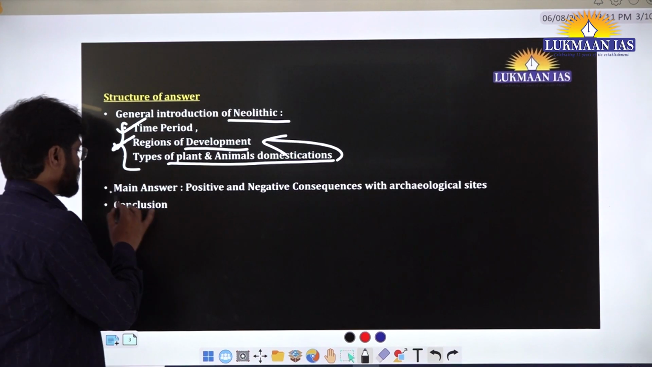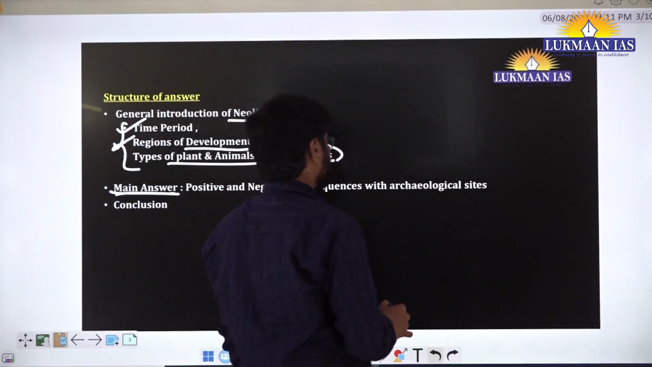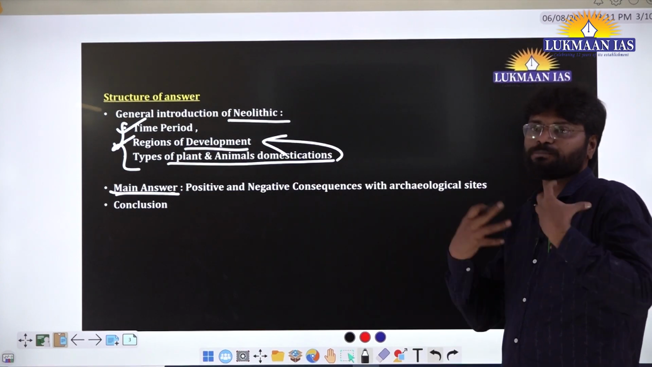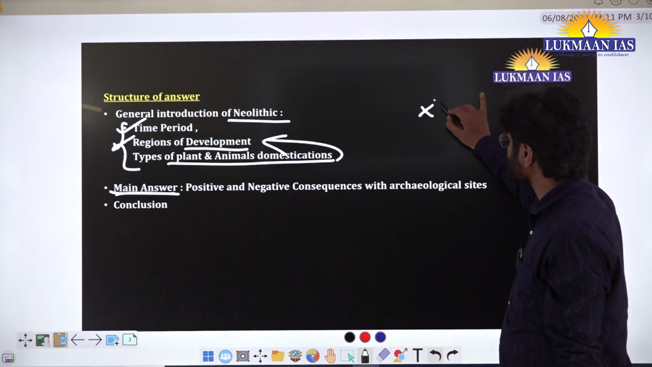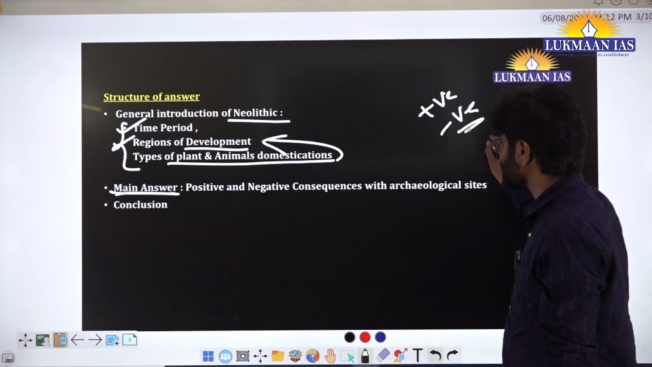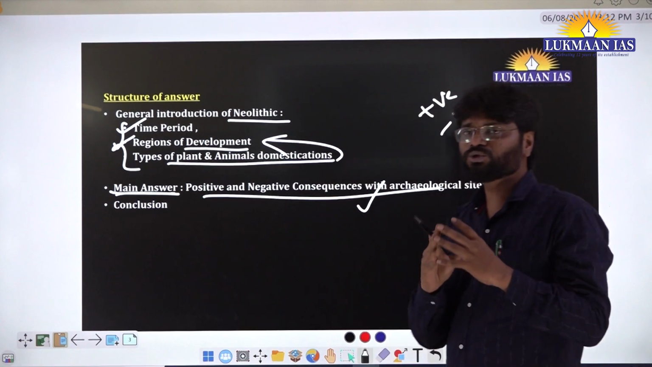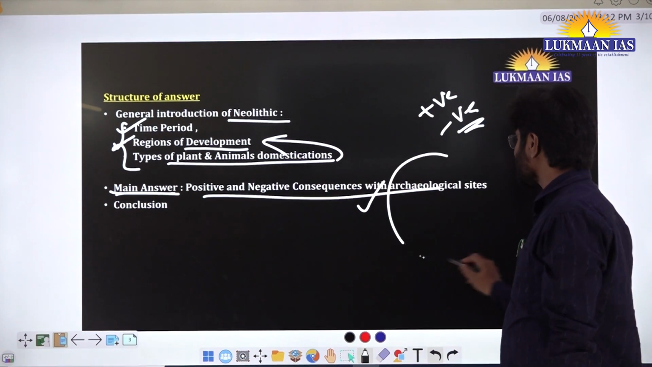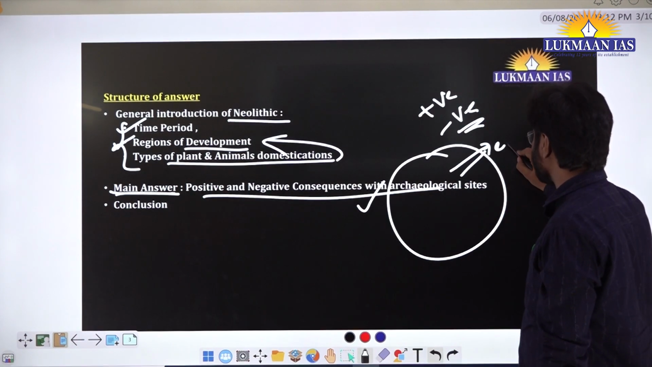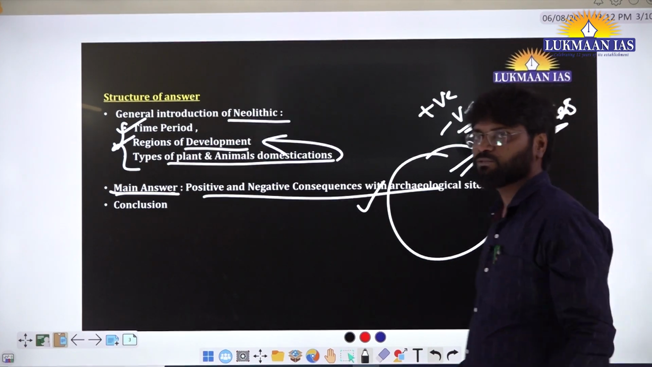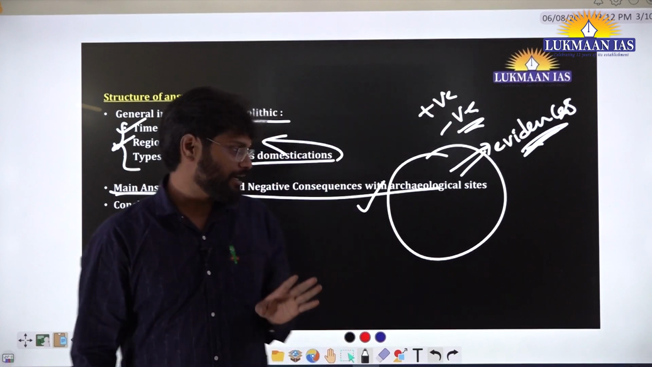The main answer, or the body of the answer, should cover only consequences. Consequences means we should write both positive consequences as well as negative consequences as the main answer. Here you should take specific archaeological sites as evidence for our answer. Giving evidence is the most important thing to get more marks.